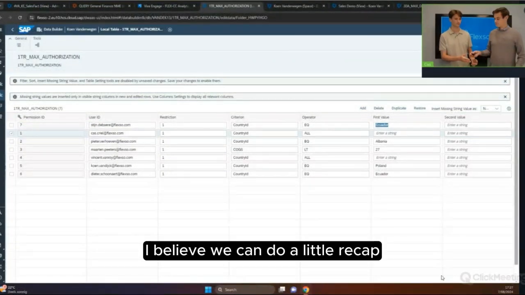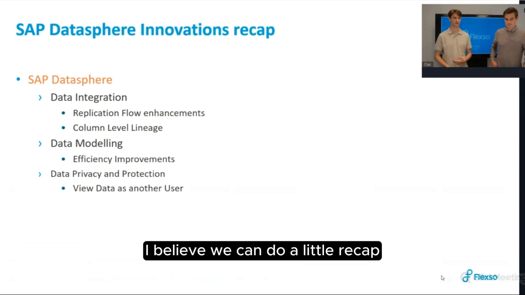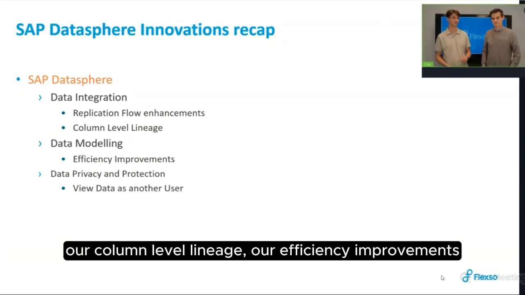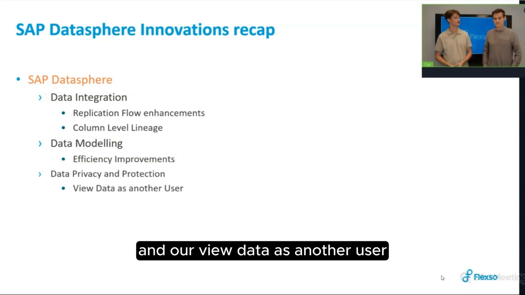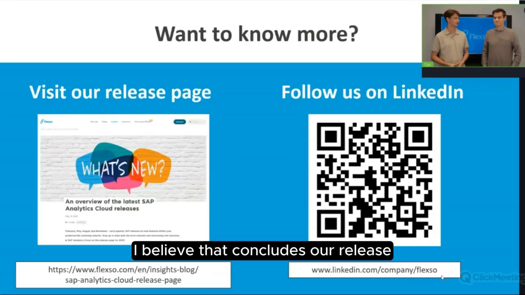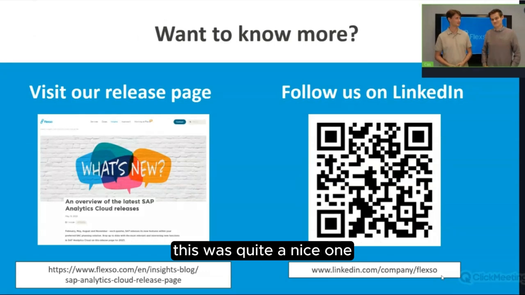Okay, then further up, I believe we can do a little recap. So we had our application flows, our column level lineage, our efficiency improvements, and our view data as another user. I believe that concludes our release. This was quite a nice one, I must say.